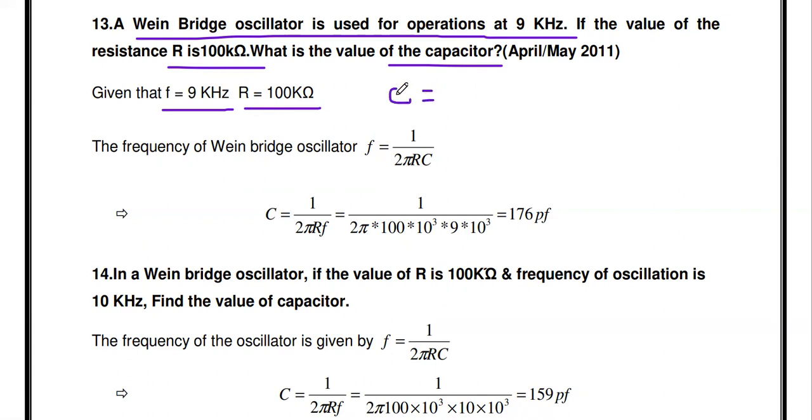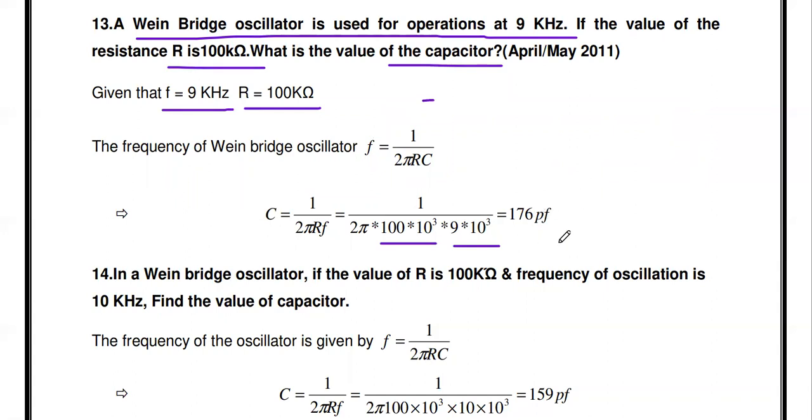In order to find the capacitor value, you know the frequency of oscillation for Wein bridge. What is the formula? F equal to 1 by 2 pi RC. In this formula, F you know, R you know, C we have to find out. So just rearrange this formula. If we rearrange, we get C equal to 1 by 2 pi R into F. So 1 by 2 pi R, what is R? 100 kilo, so 100 into 10 to the power 3. And frequency is 9 kilohertz, 9 into 10 to the power 3. Using a calculator, you just solve this. We get the answer as 176 picofarad. So here 176 into 10 to the power minus 12.